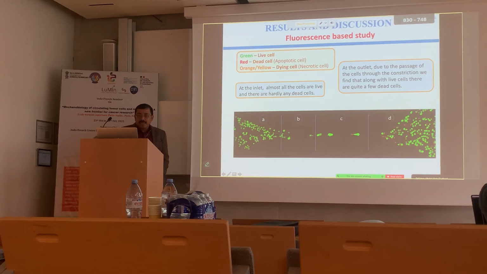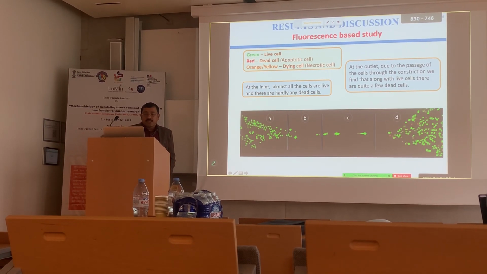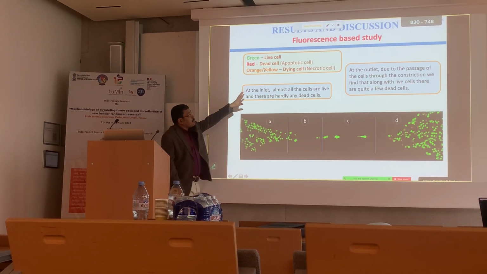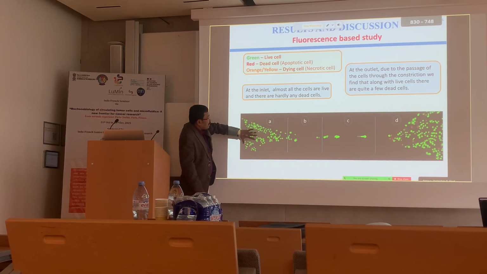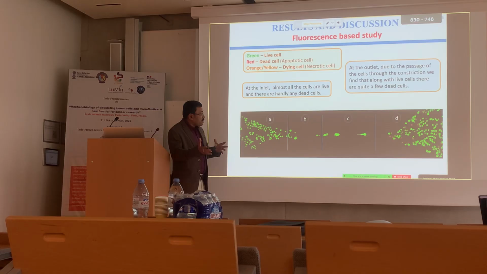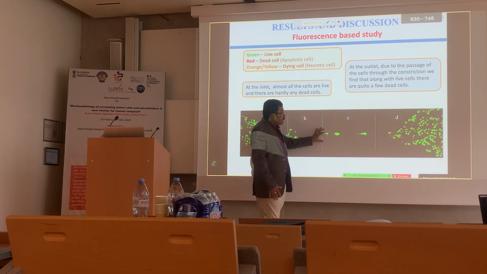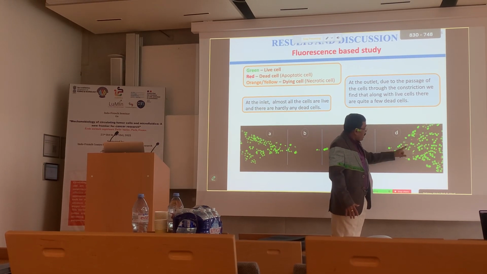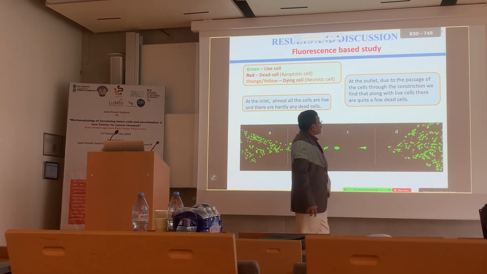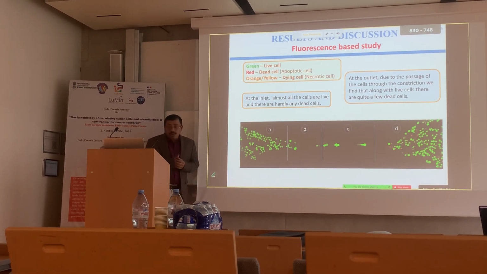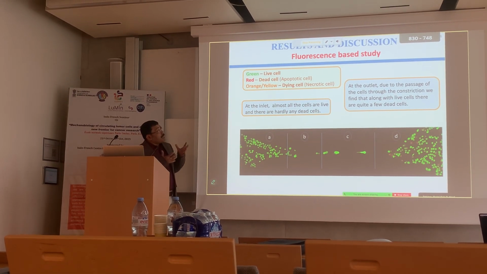You can see near the inlet, mostly these are green. Green means live cells, red is dead cells, and orange is dying cells, which is not known as a necrotic cell. In the inlet, some red cells are there, and those died naturally. Once the cells pass through and we collect them at the outlet, you can see more red cells and more yellow cells. With this, we now need to count how many cells died.